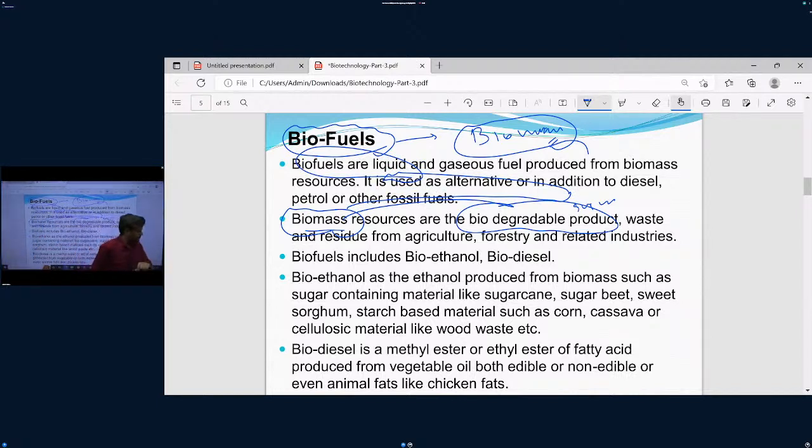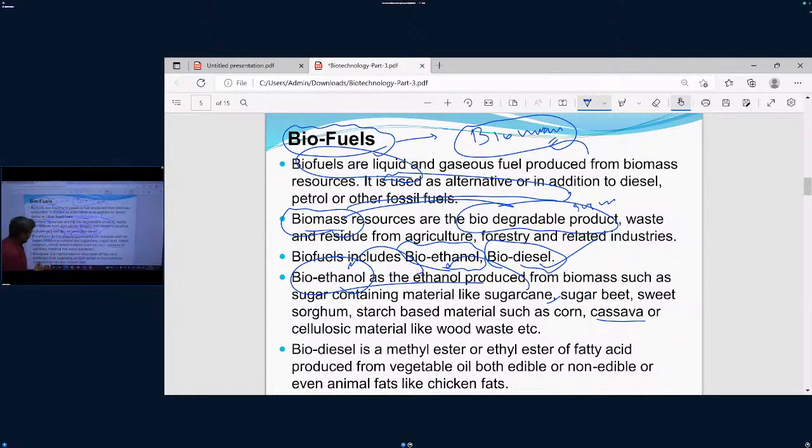And biofuel includes two types of fuel. Beta, one is bioethanol and another is biodiesel. Remember this. Bioethanol is the ethanol produced from the biomass of sugar-containing material, such as corn, sugarcane, beetroot, sorghum, and starch-based material such as cassava. When these products undergo the process, they produce ethanol, and it is called bioethanol.